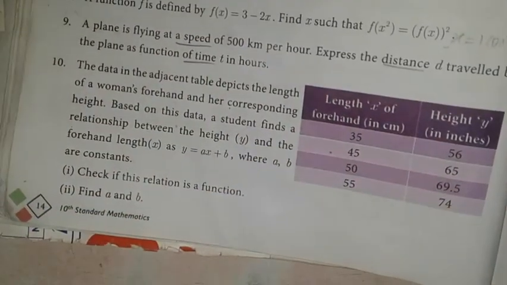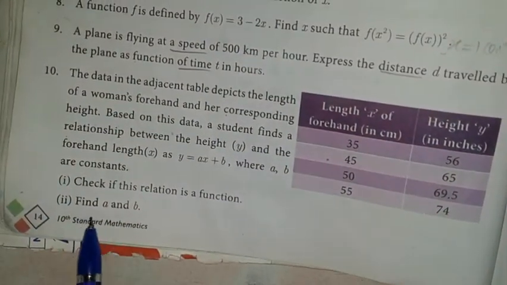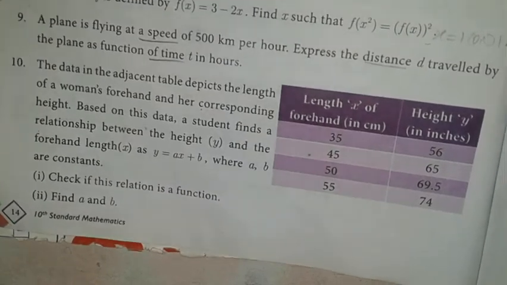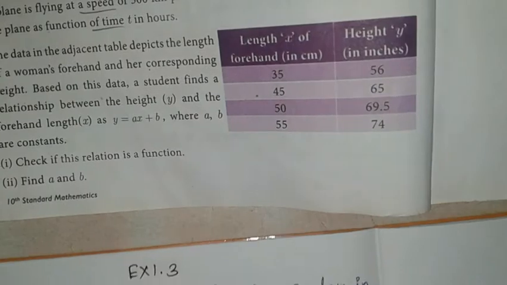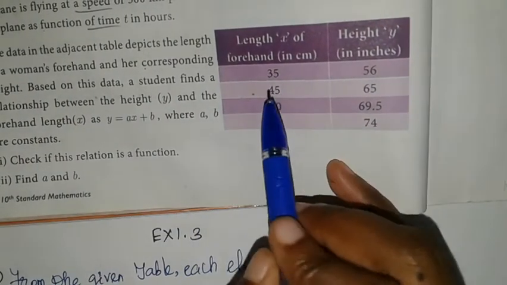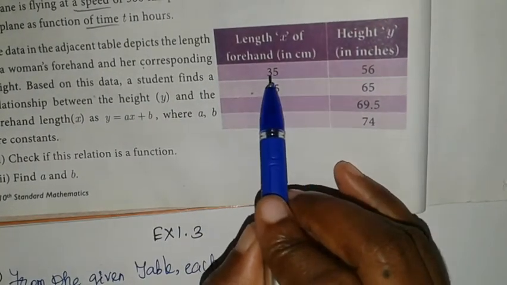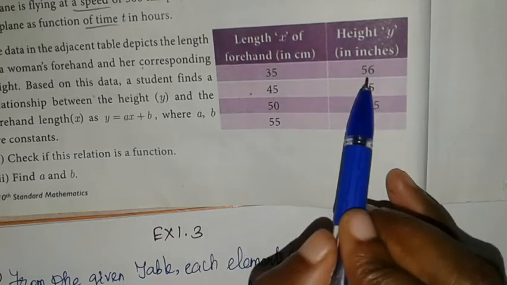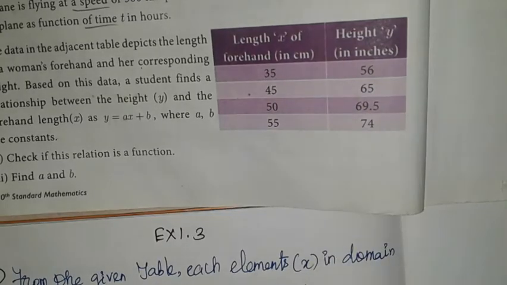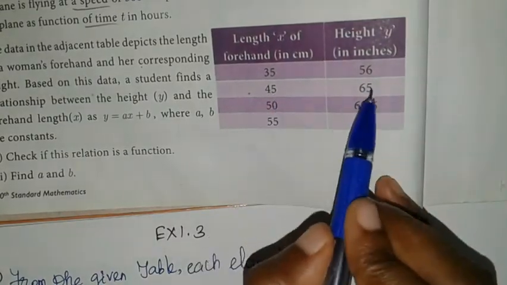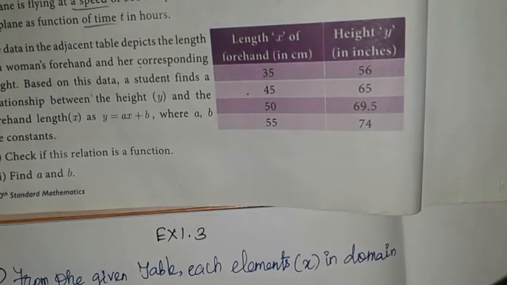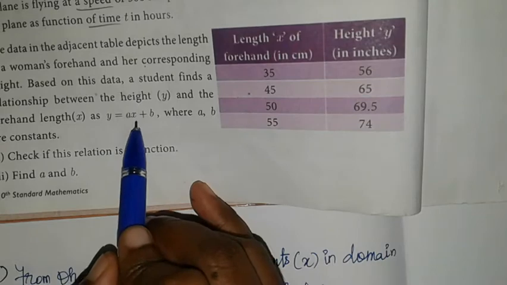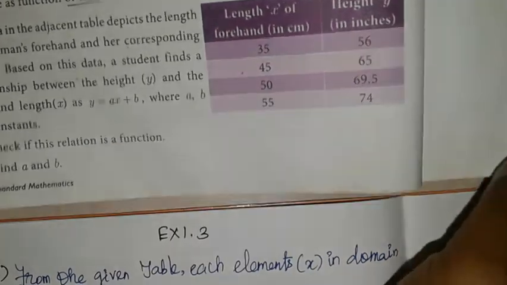Let's see the second subdivision. Find a and b. How to find a and b? With the help of this table, we can find out a and b. Okay children, see, I am going to use these. When x is equal to 35, y value is 56. And when x is equal to 45, y value is 65. I am going to use these relationships in the given equation y is equal to ax plus b. Let's see.